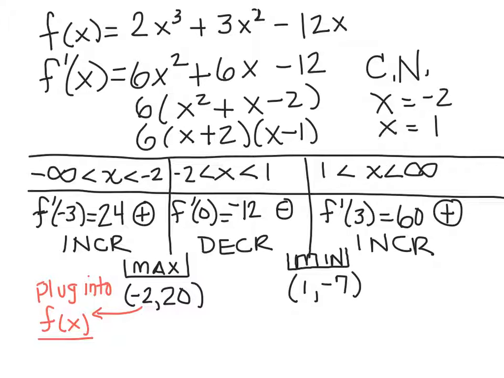So the cubic function 2x cubed plus 3x squared minus 12x has an increasing graph between negative infinity to negative 2, a decreasing graph from negative 2 to positive 1, and an increasing graph from positive 1 to positive infinity.